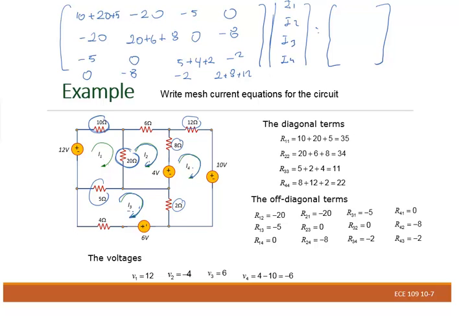Let me look at the voltages here. So we have here negative 12 is gonna be 12 right there. I2, we have positive 4. That's gonna be negative 4 right there. I3, we have negative 6. It's gonna be 6. I4 will be negative 10. Negative 10 volts.